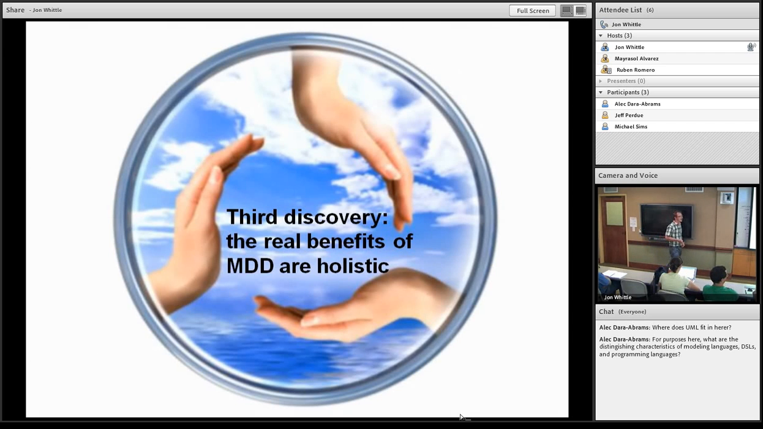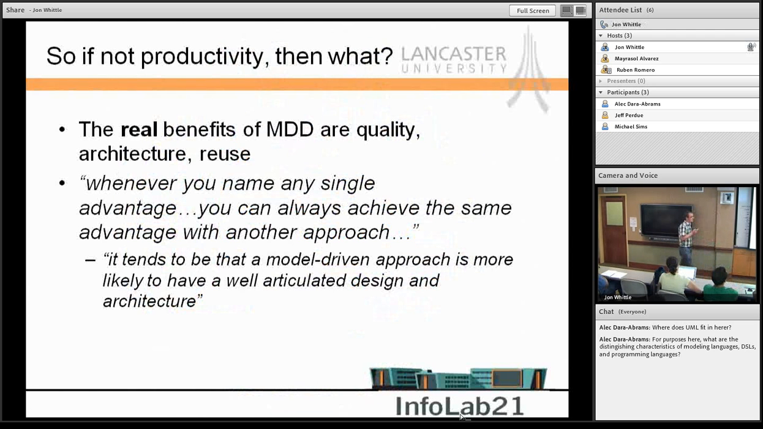Well, it turns out that the real benefits of model-driven development are holistic, by which I mean that the real benefits of MDD come in the fact that you improve the quality of the software, you improve the quality of your architecture, and you improve the element of reuse that you're actually able to achieve. And it's an interesting fact that if you talk to these companies, what they often say is that MDD on its own is not the answer to anything.